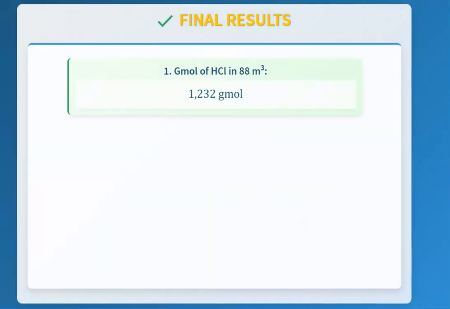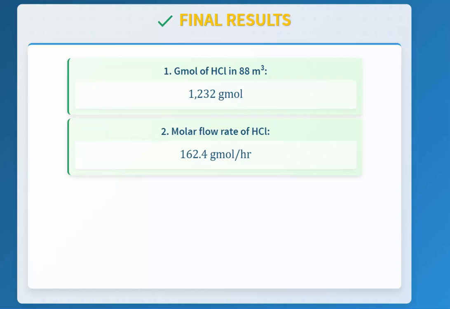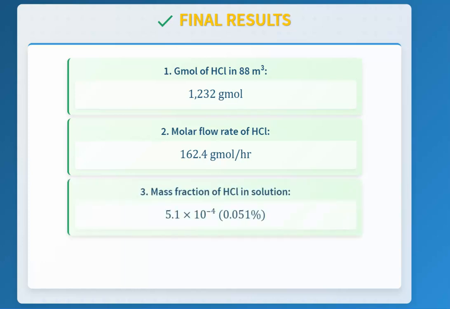So the final results are: first, the gram mole of HCl in 88 meter cube is 1232 gram mole. Molar flow rate of HCl is 162.4 gram mole per hour. Mass fraction of HCl in the solution is 5.1 into 10 to the power minus 4, that is 0.051%. So that's it. Thank you.